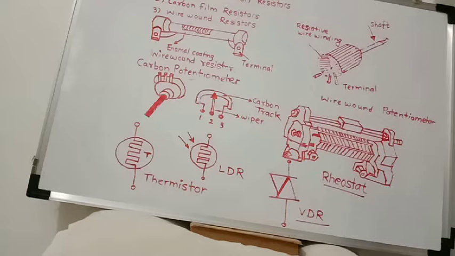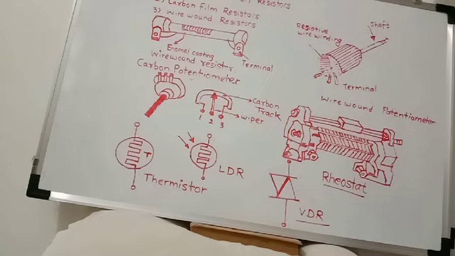So this is the specialty: high power handling capacity, then high cost and large size. Its resistance range is from 100 ohm to 1 mega ohm. These rheostats are available from 100 ohm to 1 mega ohm, and with power rating from 2 watt to 100 watt.